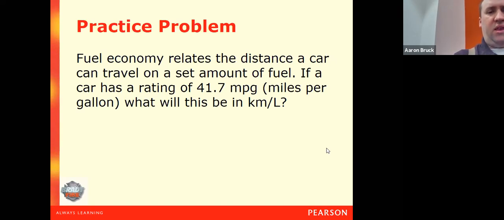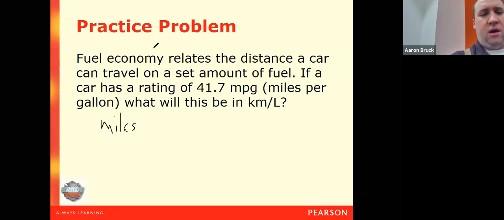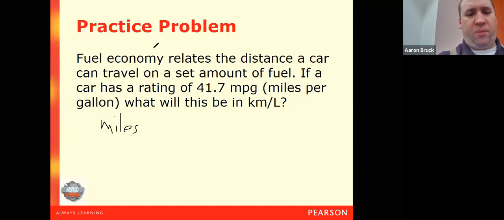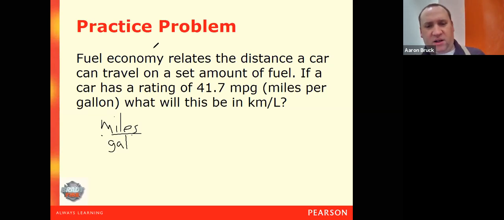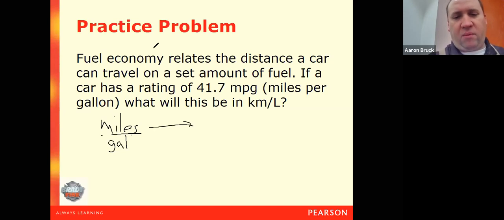So in this case, we have miles per gallon. The key word here, the word per, indicates that we have a fraction. So I have miles over gallons here. And I want to convert the miles into kilometers. I want to convert the gallons into liters.